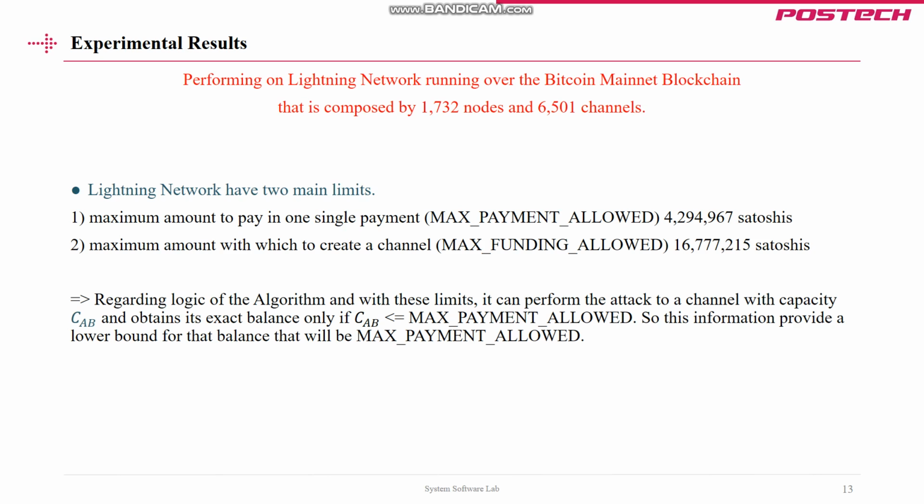Regarding the logic of the algorithm, with this limit it can perform the attack on a channel with capacity CAB and obtain its exact value only if the capacity of channel AB is less than or equal to max payment allowed. So this information provides a lower bound for the balance, which will be max payment allowed.